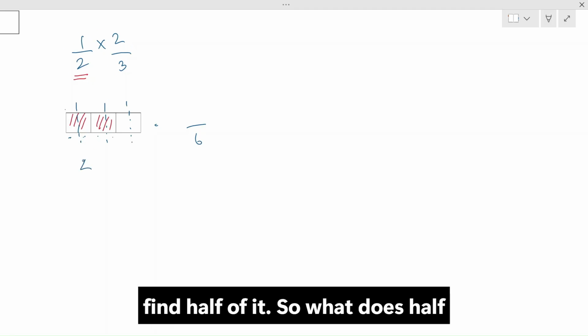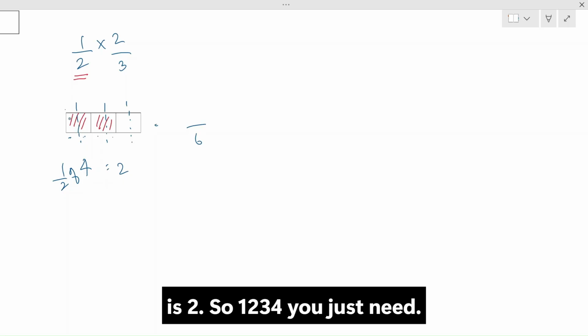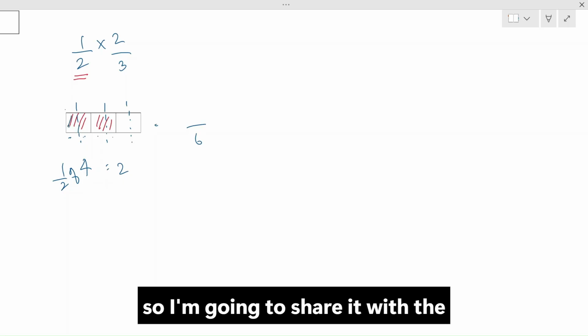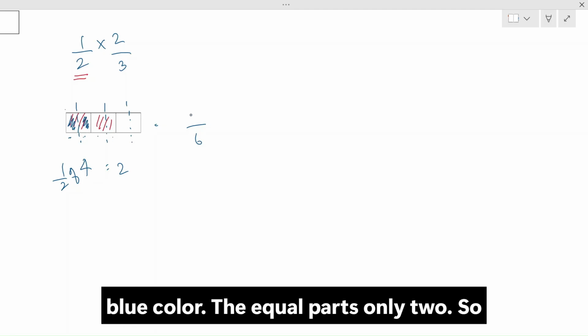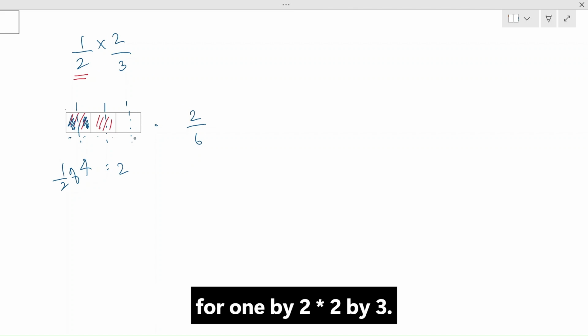So what is half of 4? As you know, half of 4 is 2. So 1, 2, 3, 4. You just need half of it, which is two equal parts. So I'm going to shade it with a blue color, the equal parts, only 2. So 2 out of 6 would be the answer for 1 by 2 times 2 by 3.